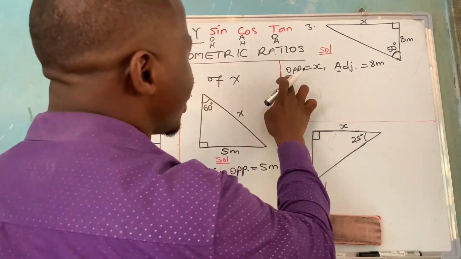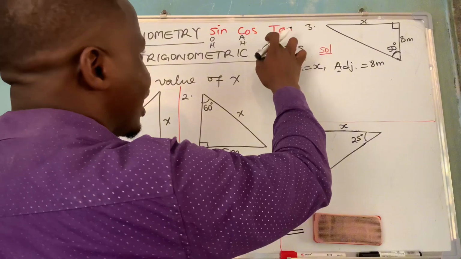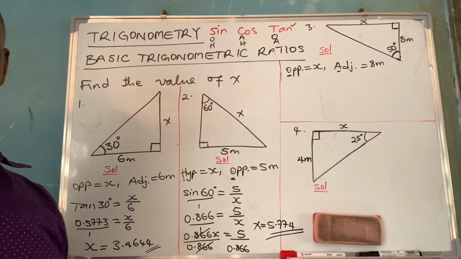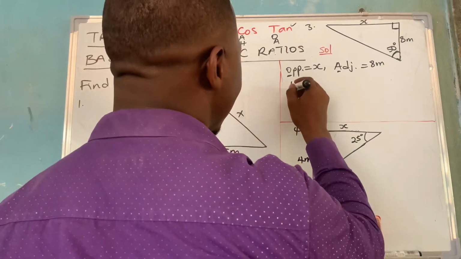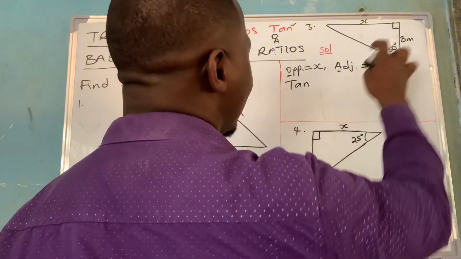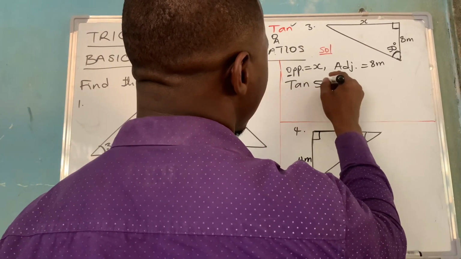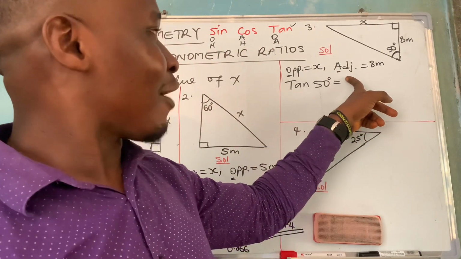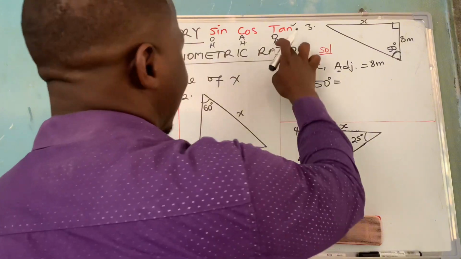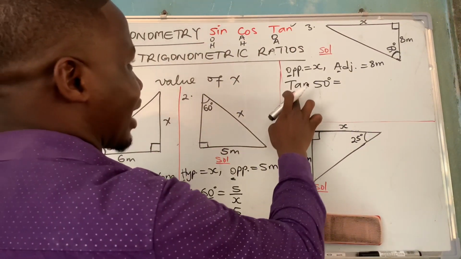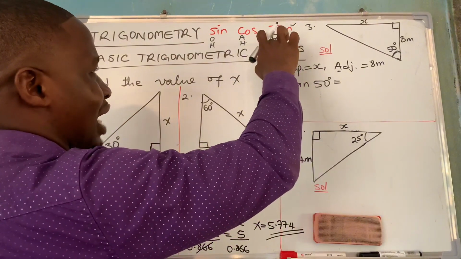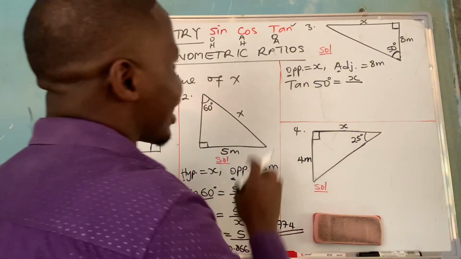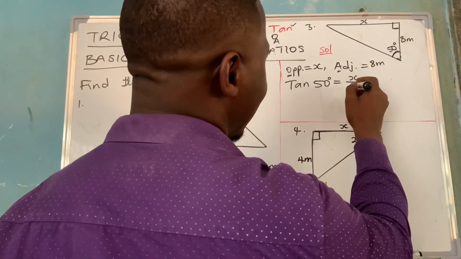So now that we've seen OA here, that tells you that we are to apply tan, tangent of an angle. So we say tangent of an angle, the angle is 50 degrees, is equal to the opposite side over what? The adjacent side. Remember, tan is opposite over the adjacent. The opposite side is x, and the adjacent side is 8 meters.